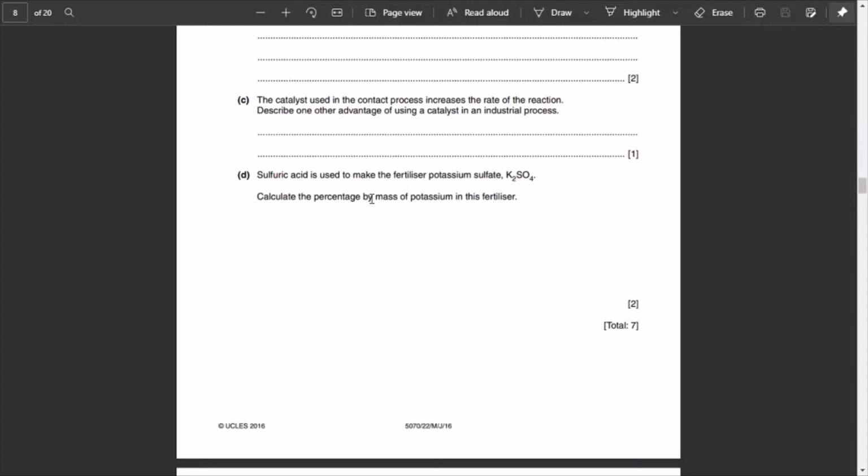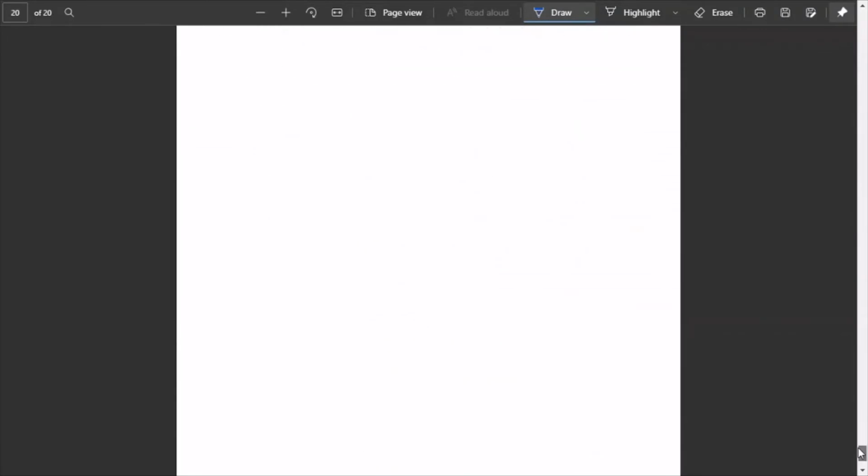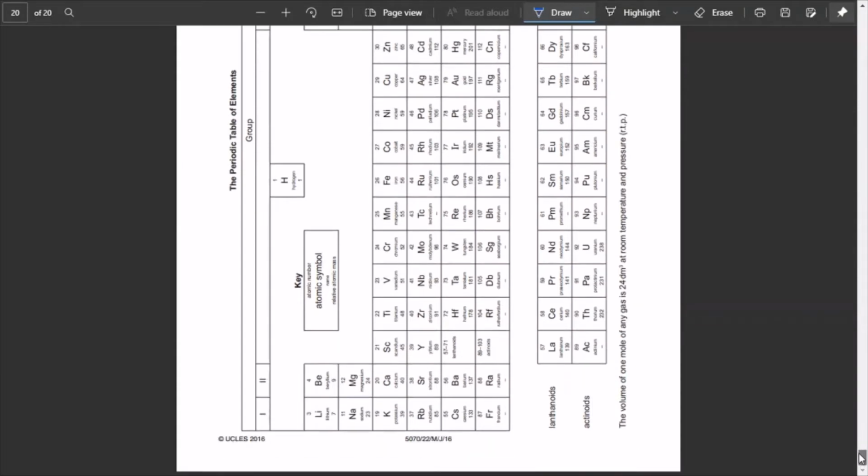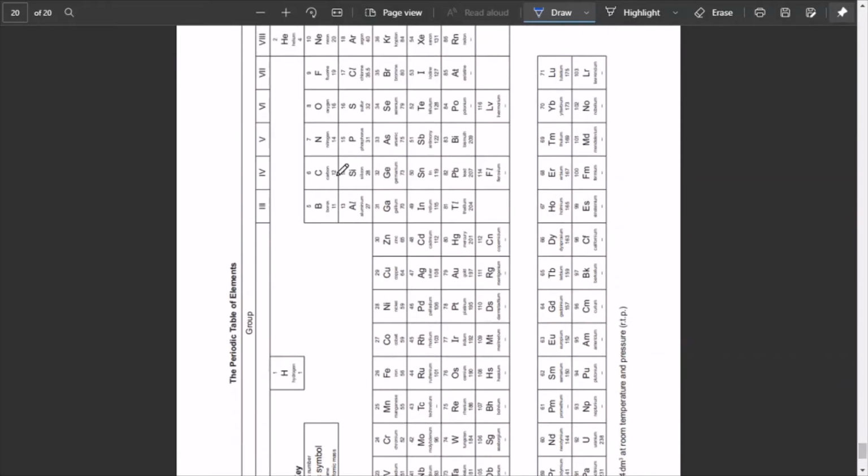Moving on to part D, sulfuric acid is used to make the fertilizer potassium sulfate, K2SO4. Calculate the percentage by mass of potassium in this fertilizer. So the relative formula mass of K2SO4, if we calculate, K2 is going to be and SO4. You need to take help of the periodic table on the last page. And here we get K2. Here we get sulfur and 4 oxygens, that is 4 into 16.